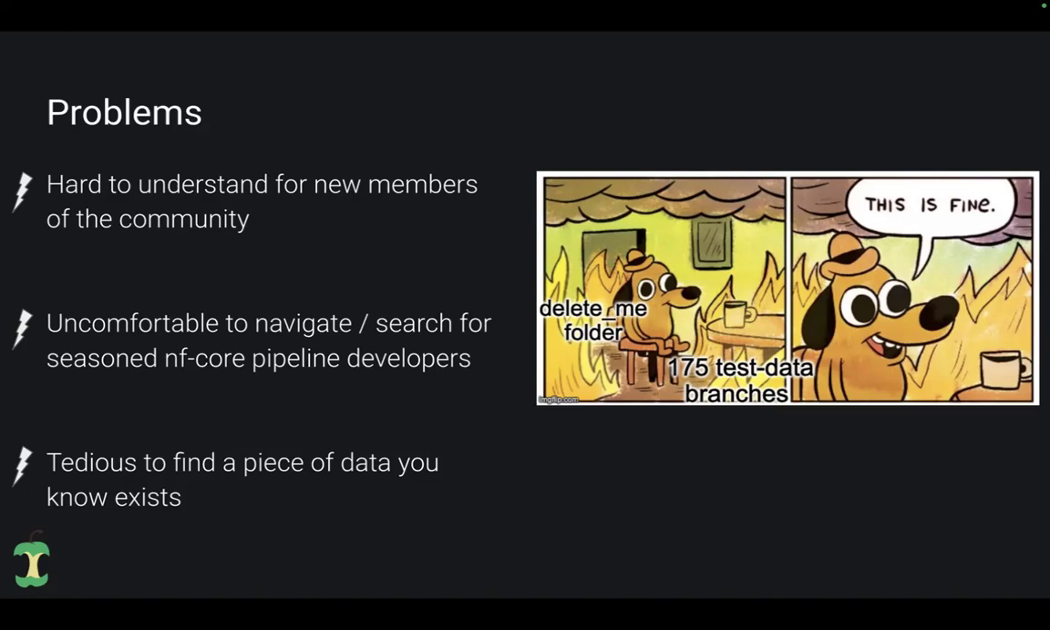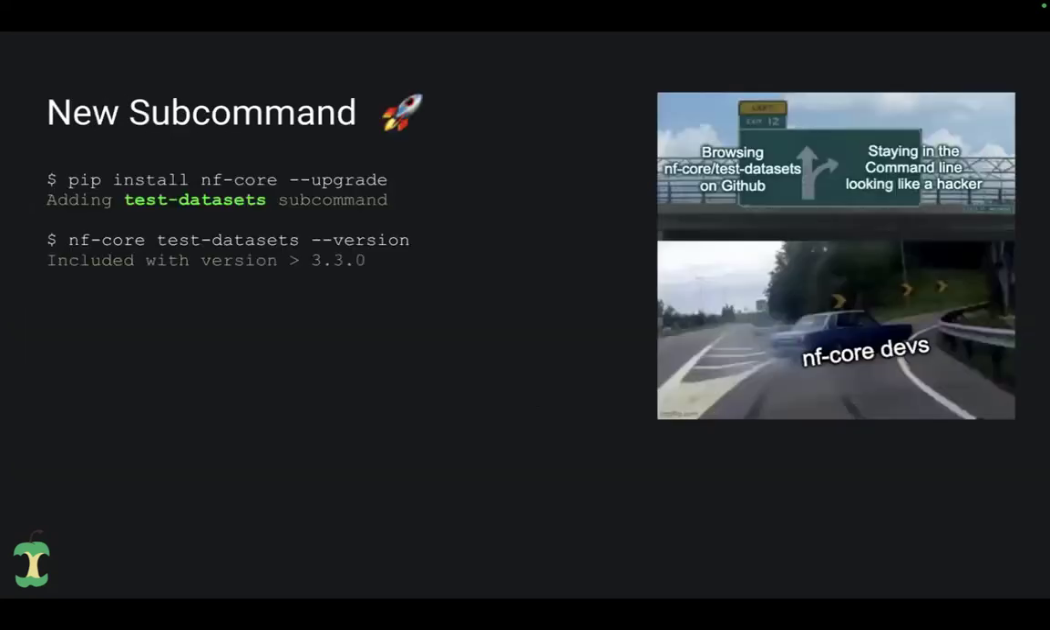And even for more seasoned NF Core pipeline developers or module developers, it's at least uncomfortable to navigate and to search. I know of instances, and that's James Yates, who originally proposed this feature. He told me how tedious it is to find a piece of data, even if you know where it is and you know it exists, because you have to go into your browser and click around and still won't find it, and then you maybe mistype by a bit. So this is the motivation for our new subcommand, of course.